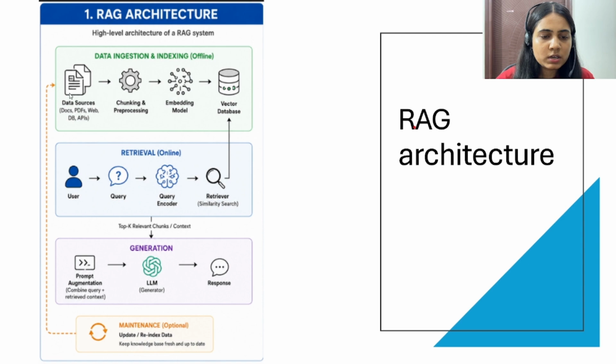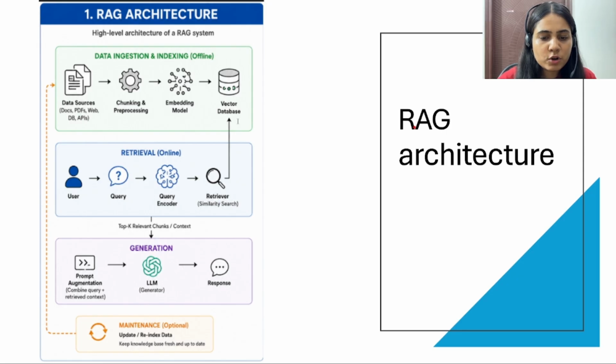So first, data will be in the data sources, just like our documents, PDFs or any web, DB, APIs, anywhere, wherever that data exists, that is the data source for us. And from that data, we'll do chunking and pre-processing. So here that large amount of data will be converted into smaller chunks. When the chunks are done, we go to the embedding model. The embedding model calculates the semantic meanings here. Okay, and at the end we store that data in the vector database.